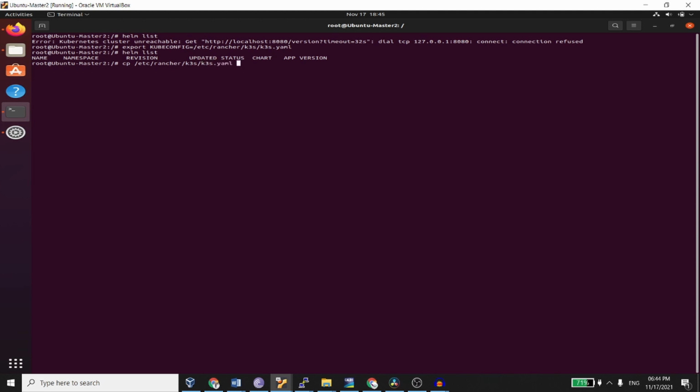/etc/rancher/k3s/k3s.yaml to whatever directory, to kubeconfig. Enter. These are the two solutions that you can do if you cannot access your Kubernetes cluster.